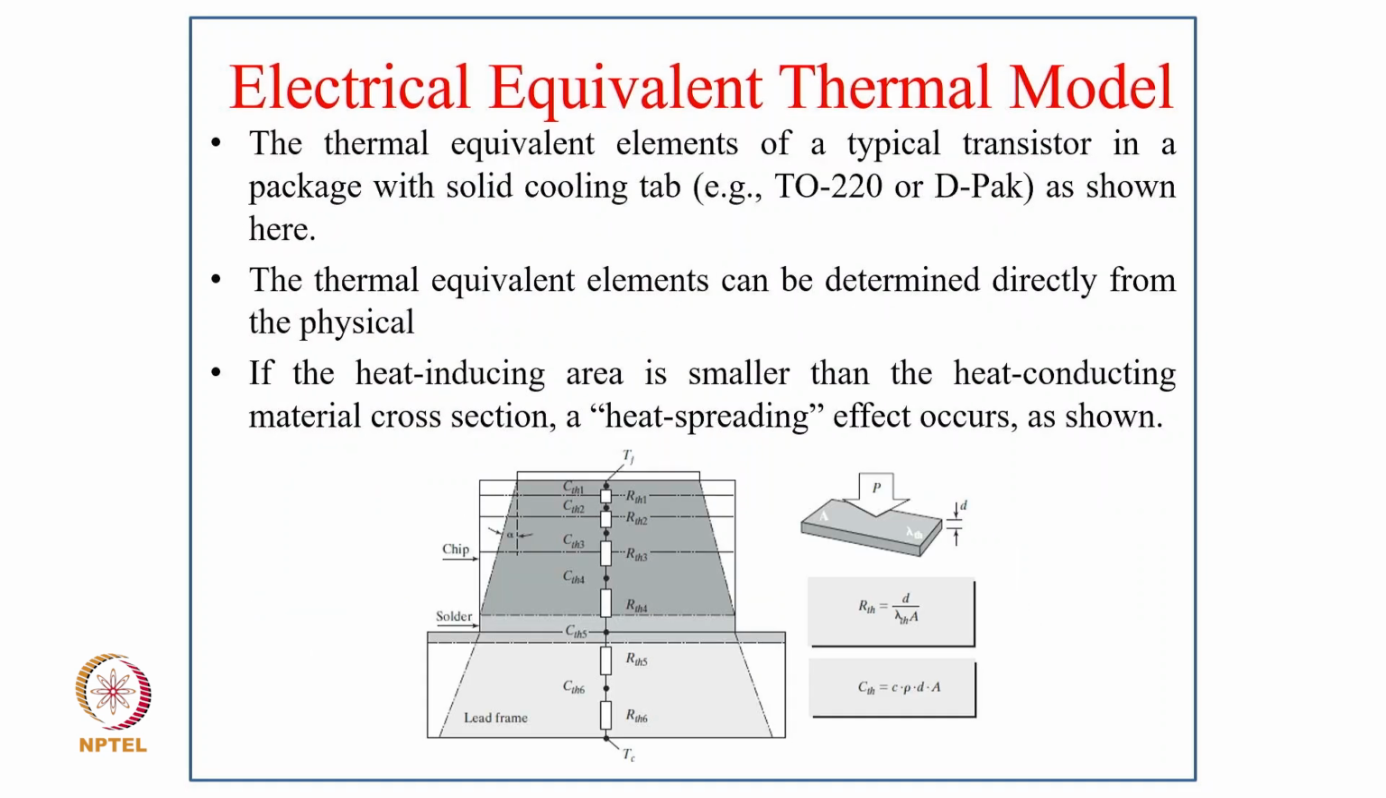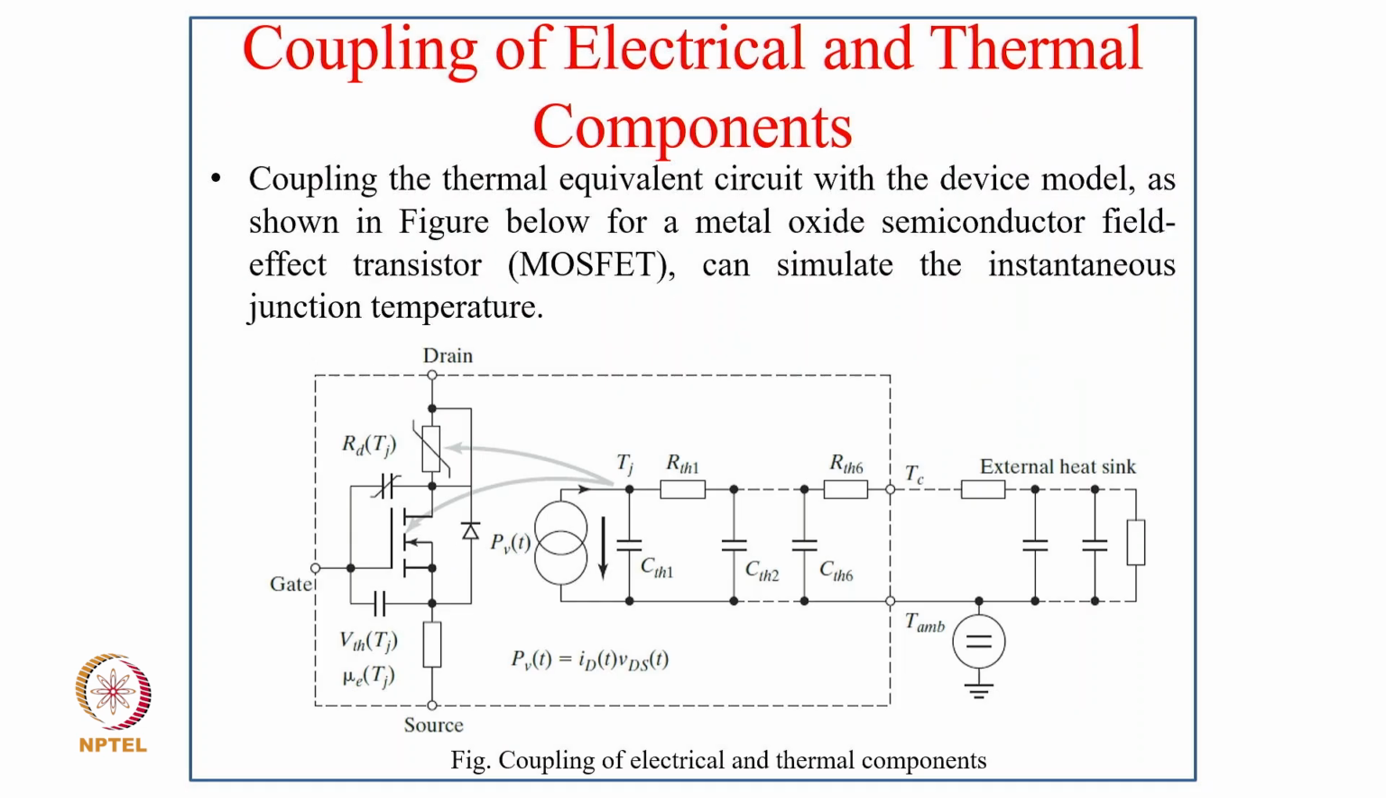Now the thermal equivalent elements of a typical transistor in a package, such as TO-220 or DPAK, are shown here, and the thermal equivalent elements can be derived directly. If the heat inducing area is smaller than the heat conducting material cross-section, the heat spreading effect occurs here. So you can see the temperature variation on the heat sink, and the equivalent resistance and capacitance are given here for the different parts of the heat sink material. Typically the formulas for the thermal resistance and the junction thermal capacitance are given here in terms of the dimensions and material property.